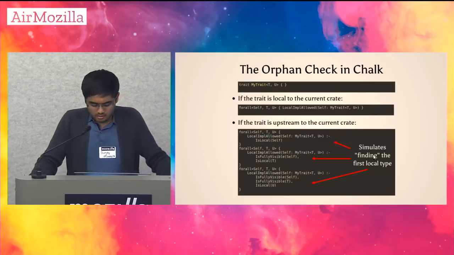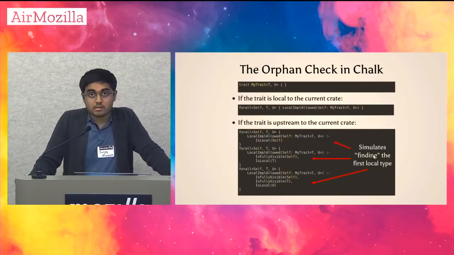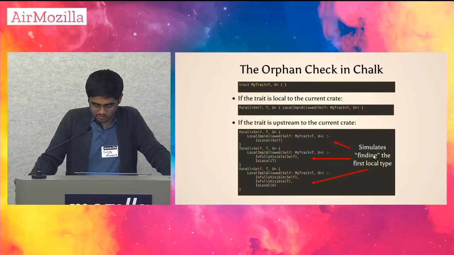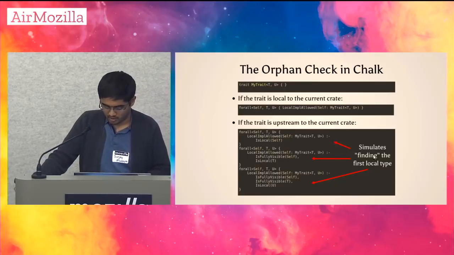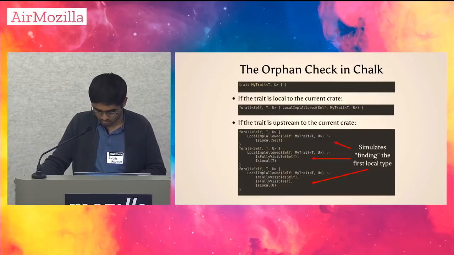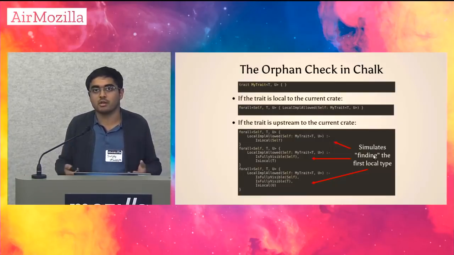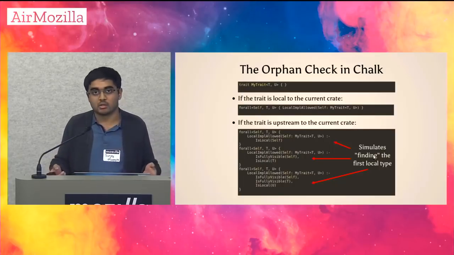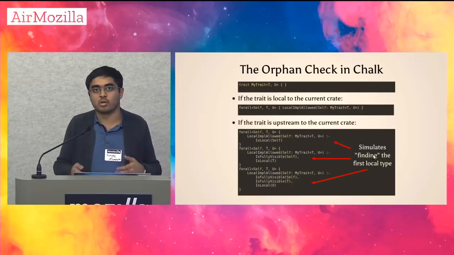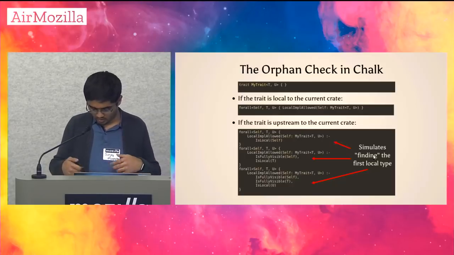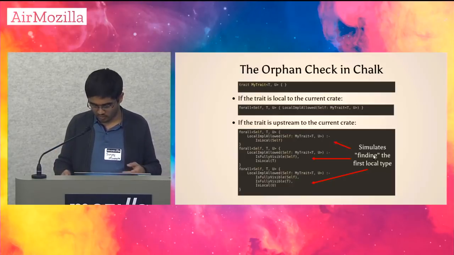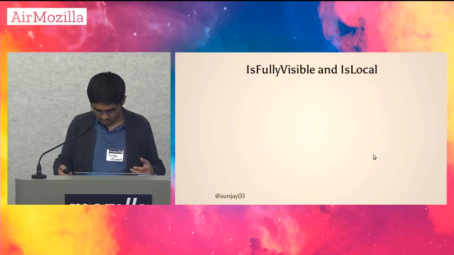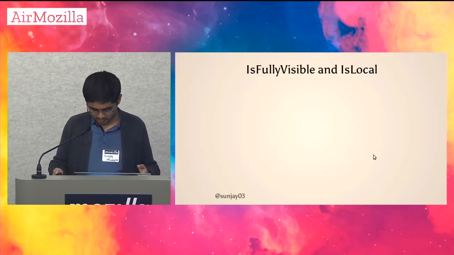Now, these rules are basically an exact translation of the English sentence: find the first local type and make sure that each type before it is fully visible. The problem is that we actually haven't defined any of the main parts of that sentence, like when is the fully visible predicate actually provable? When is local provable? We aren't actually finished until we talk about isFullyVisible and isLocal. So let's start by talking about isFullyVisible.